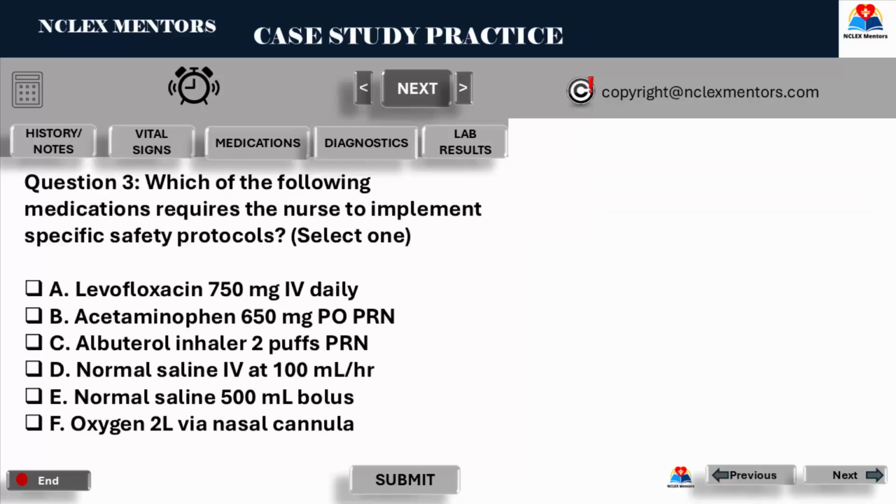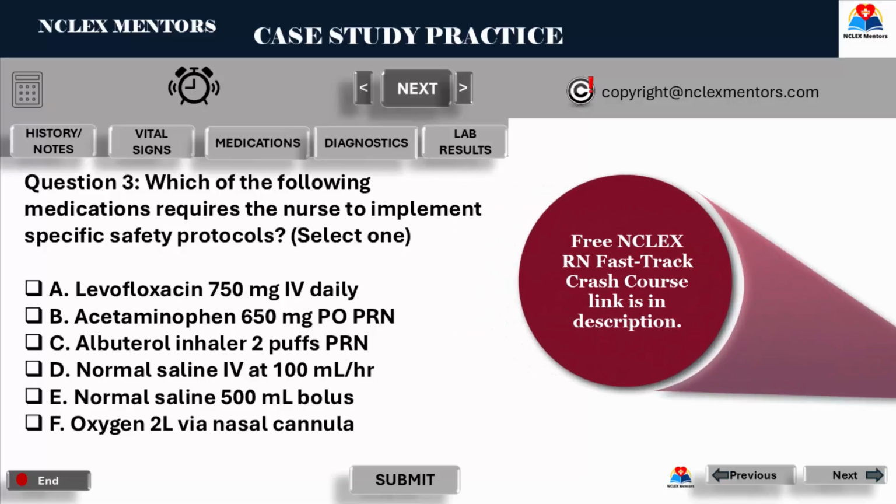Question 3. High-risk medications. Which of the following medications requires the nurse to implement specific safety protocols? The first option is levofloxacin 750 mg IV daily. The second option is acetaminophen 650 mg PO PRN. The third option is albuterol inhaler 2 puffs PRN.